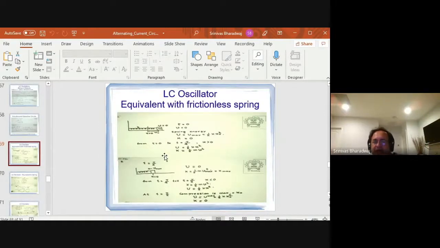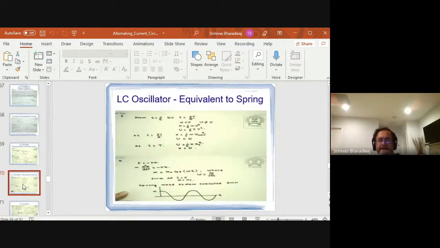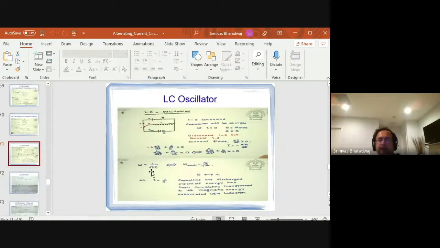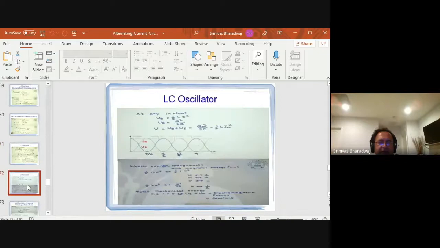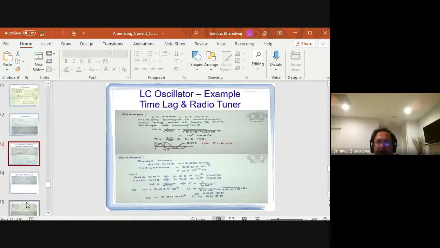Using that, you make the circuit resonate better. An LC oscillator is like a frictionless spring, and that's what you want. That's why you look for resonance. So an LC oscillator is the equivalent of a frictionless spring. All right, so much for LC oscillators. I think we have dealt with it at great length.